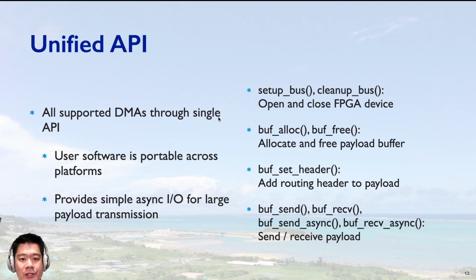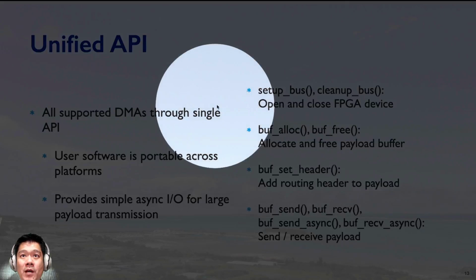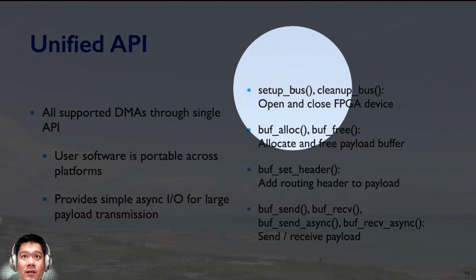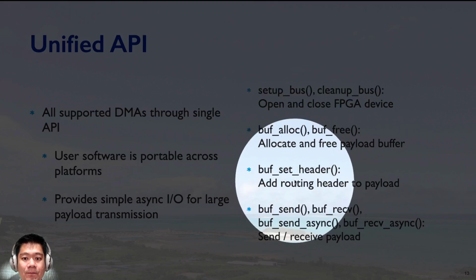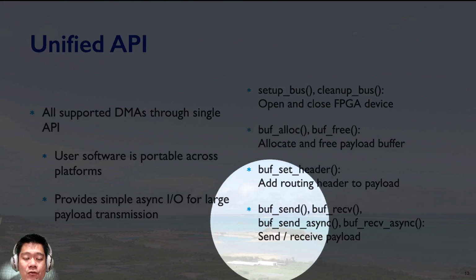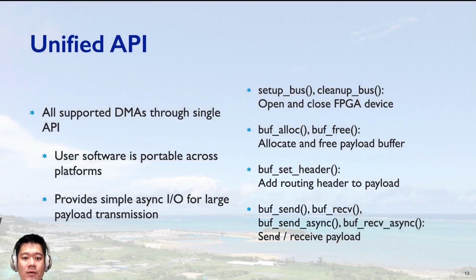And because each DMA has its own DMA API, OpenFC provides a lightweight API library to communicate with all supported DMAs. The API consists of device open and close, buffer allocation and routing, then DMA transmission and reception. There are also simple asynchronous I/O functions to handle simultaneous multiple stream I/Os.